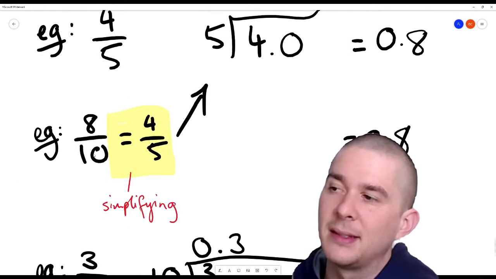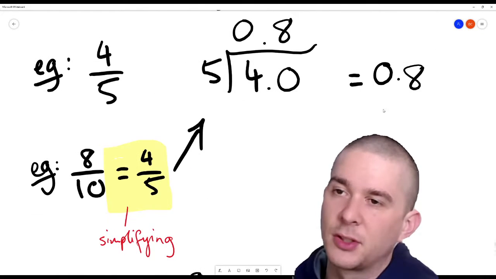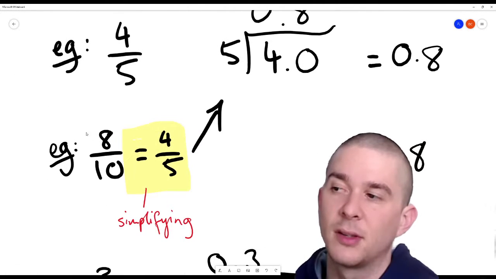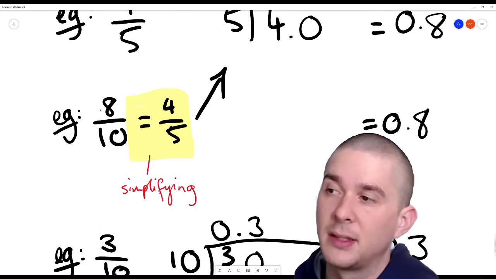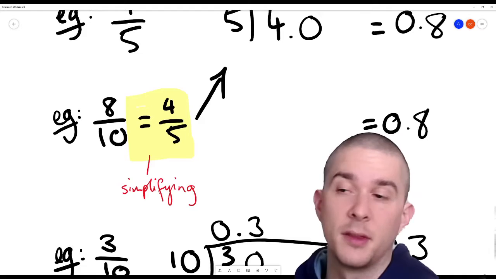Now, if we had 8/10, this would simplify to 4/5, and we would actually get the same answer. So you can see here that simplifying first can save you work. If we had done 8 divided by 10, we would have gotten the same answer as well.